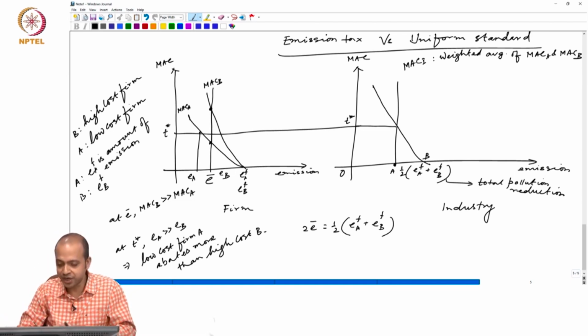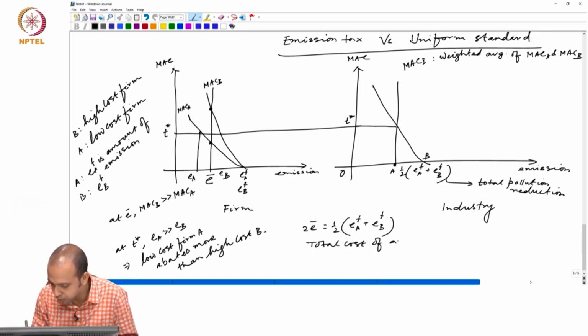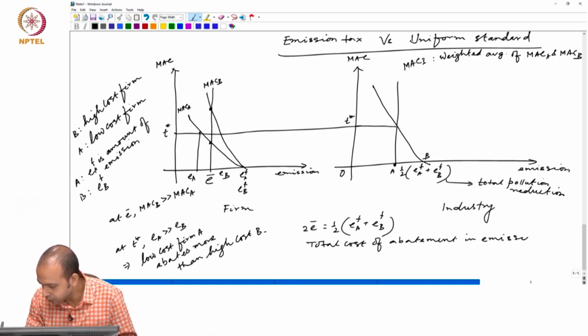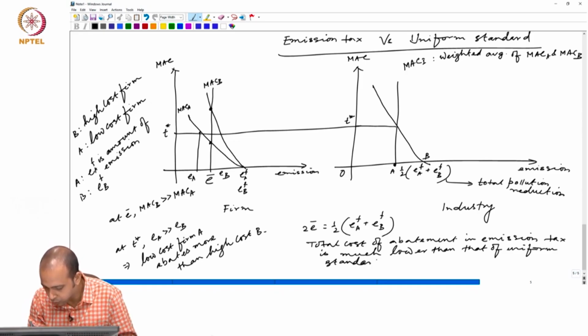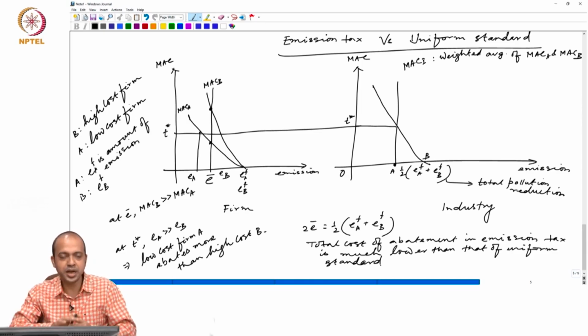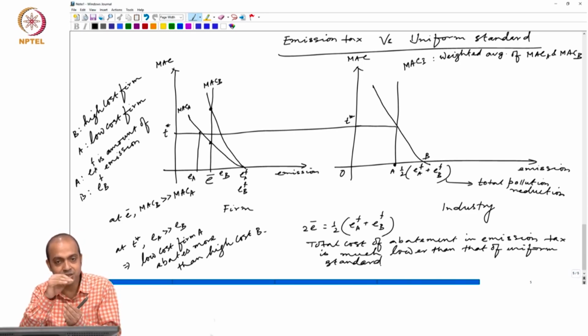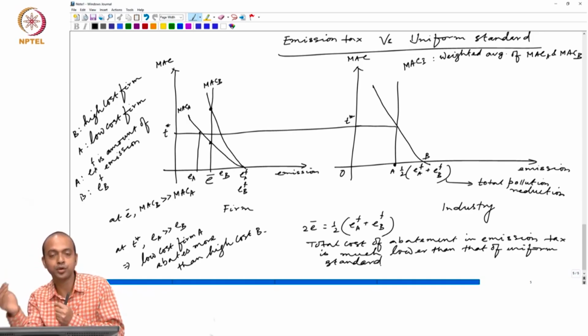total cost of abatement in emission tax is much lower than that of uniform standard, and that is why we say that emission tax is more efficient compared to the uniform standard, because emission tax has the capacity to redistribute the pollution control responsibility from high cost firm to low cost firm.